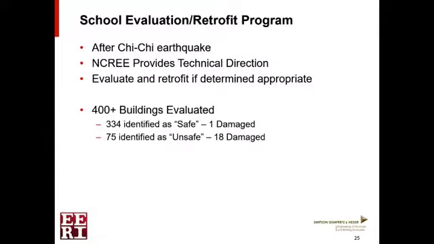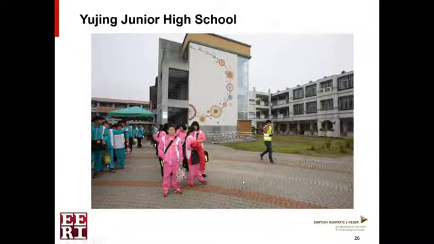There was discussion about a school evaluation retrofit program that was brought on after the Chi-Chi earthquake. Obviously, they had over 400 buildings that were evaluated, and again, 335 were identified as safe, with 1 being damaged, and 75 of these buildings were identified as unsafe, and 18 of those were deemed damaged. One item of note, so this is the building that was damaged. It was deemed to be unsafe, so there was no retrofit applied to this building. Some of that may be related to an overall functionality target, which is, can we use the school if the earthquake damages this building?